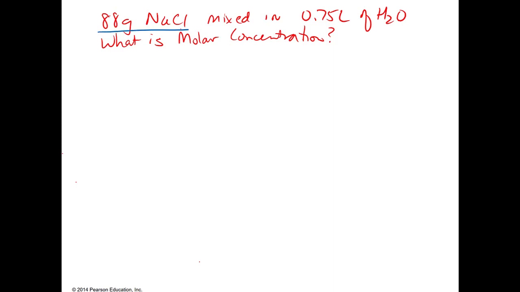Other way, we have grams. So in this one, we want to convert the amount of grams of sodium chloride to moles. And then in the second step, you just take the number of moles and divide it by the volume, because that puts it back in its molar concentration.